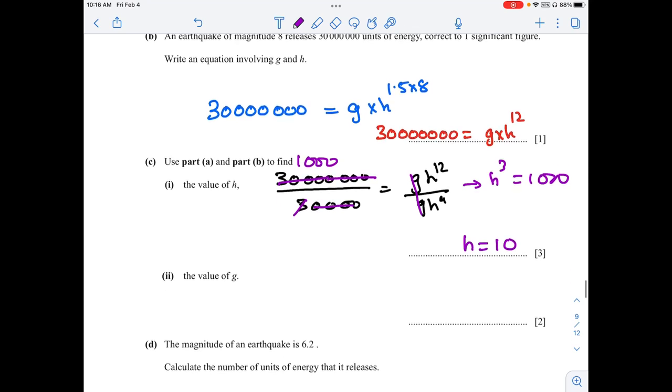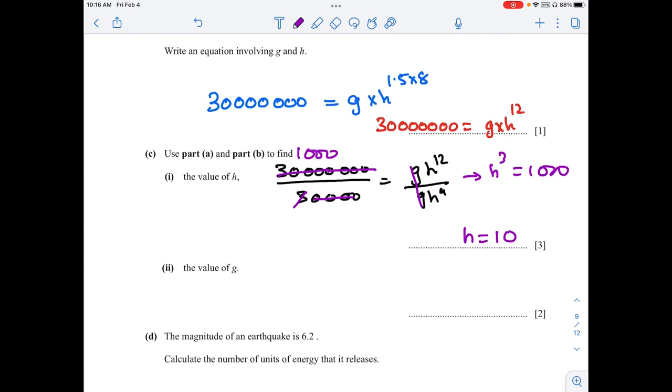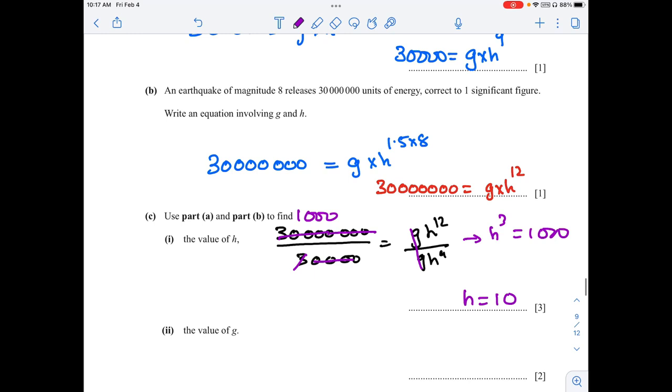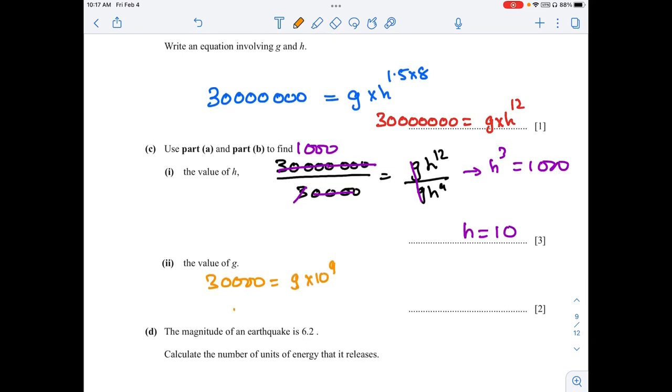What is the value of H? H is 10. What is the value of G? Substitute that in the first equation. My first equation is 30,000 is equal to G times 10 to the power of 9. From there, G is equal to 3 times 10 to the power of 4 divided by 10 to the power of 9, which will become 3 times 10 to the power of minus 5.